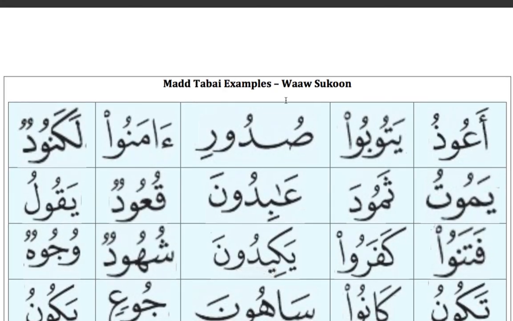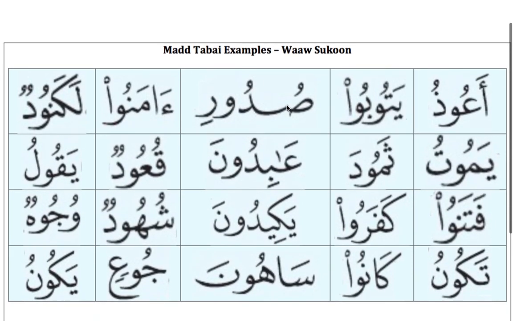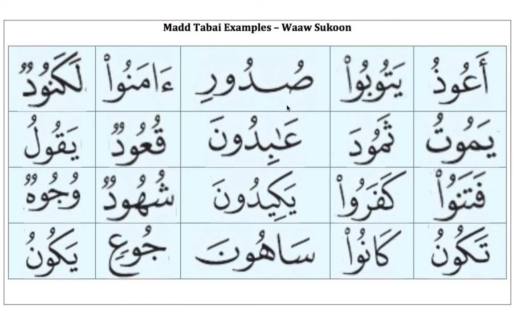Much better. Next, we're going to move on to the mad tabe'i examples with waw sukun. These are somewhat more complicated, the longer words, so let's get into it. First one is Hamza fatha a, Ain dhamma waw sukun u, a'u, Zal dhamma dhu, a'udhu.